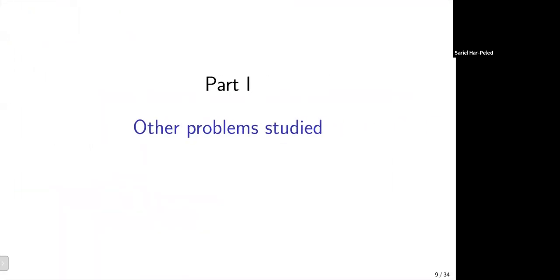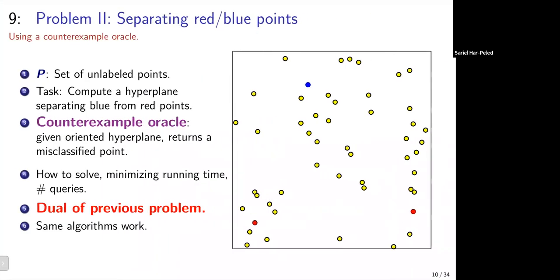Okay, so other problems that we studied in this model. The other natural problem is separating red and blue points. I give you points. You don't know the colors. Maybe initially you know the color of a few of them. You want to find a line that separates the red from the blue. And the model here is that I give you a line. The oracle queries give you a line and ask the oracle, is this line separating the red from the blue?